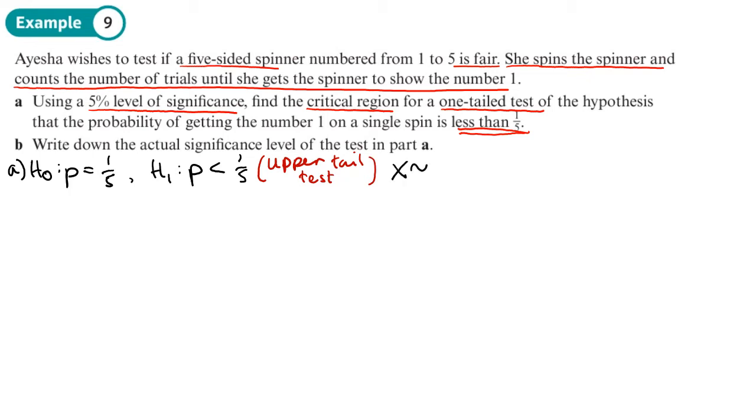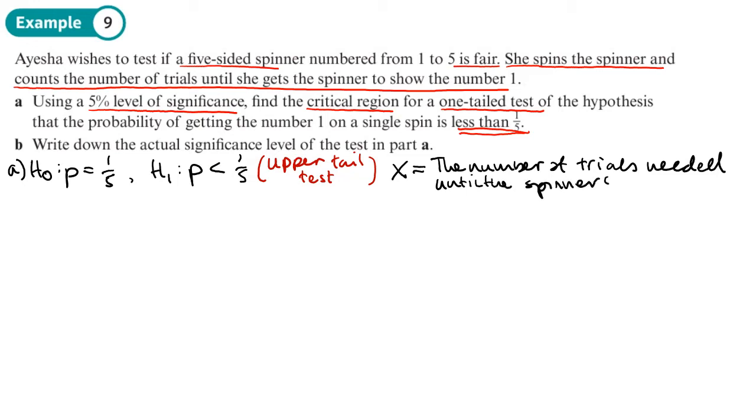We'll write down what the random variable represents, and in this case it's what is she counting? The number of trials needed until the spinner shows a 1. So now we know this is a geometric distribution where p is a fifth.